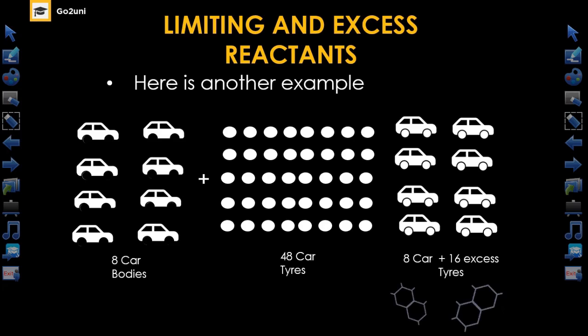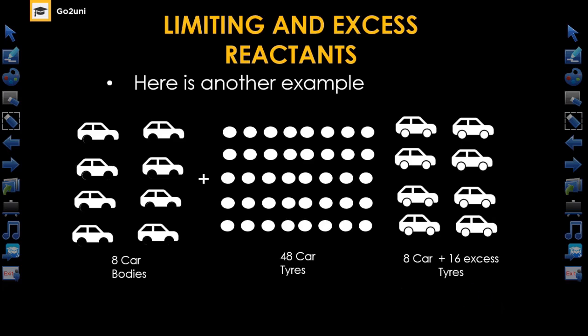So when the reaction proceeds, eventually we have the combination of tires and cars. When each of the cars takes 4 tires, it means we have exhausted 32 tires out of 48 tires. And before you know it, the reaction stops and we have an excess of 16 tires left.